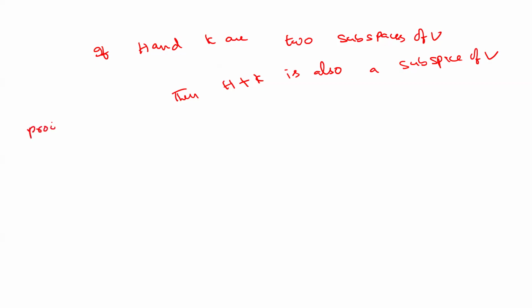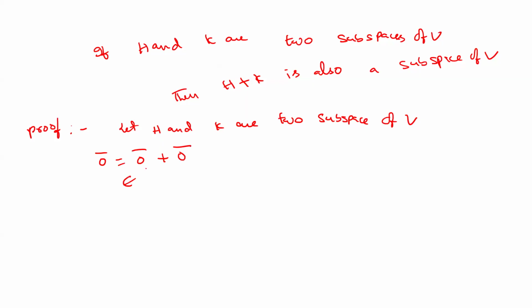Proof. So let us take H and K to be two subspaces of V. You can write 0 bar as 0 bar plus 0 bar. 0 bar belongs to H and 0 bar belongs to K. Therefore, 0 bar belongs to H plus K. So the zero vector is in H plus K.